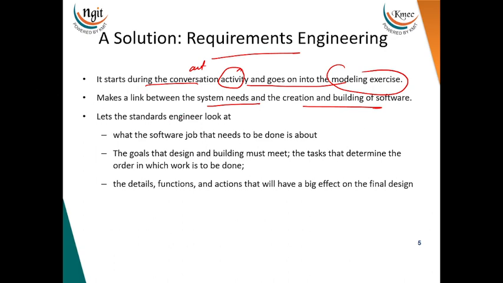Let's look at what the standard engineering looks at. There are standard engineers who look into what the software job is that needs to be done, the goal that design and building must meet, the tasks that determine how the work has to be done, and the detailed functional and action points that should be explained. So the standard engineers look into this conversation part.